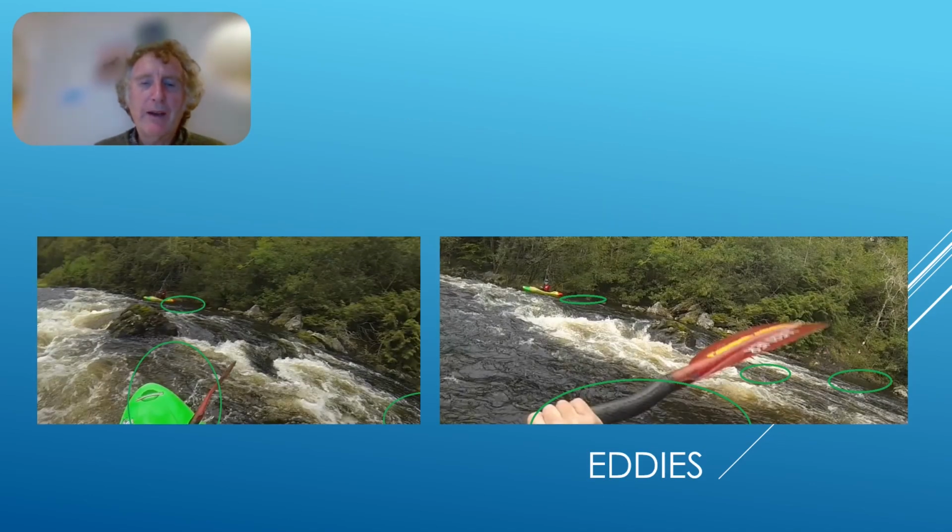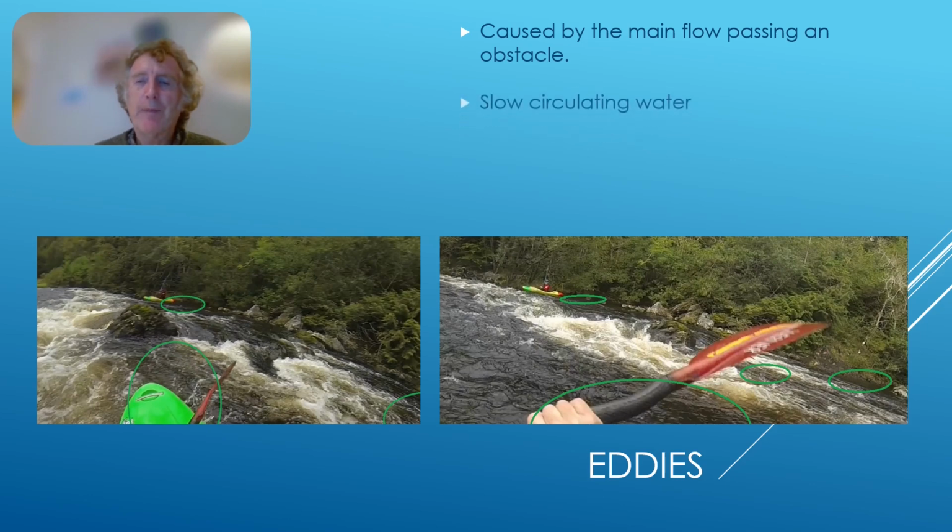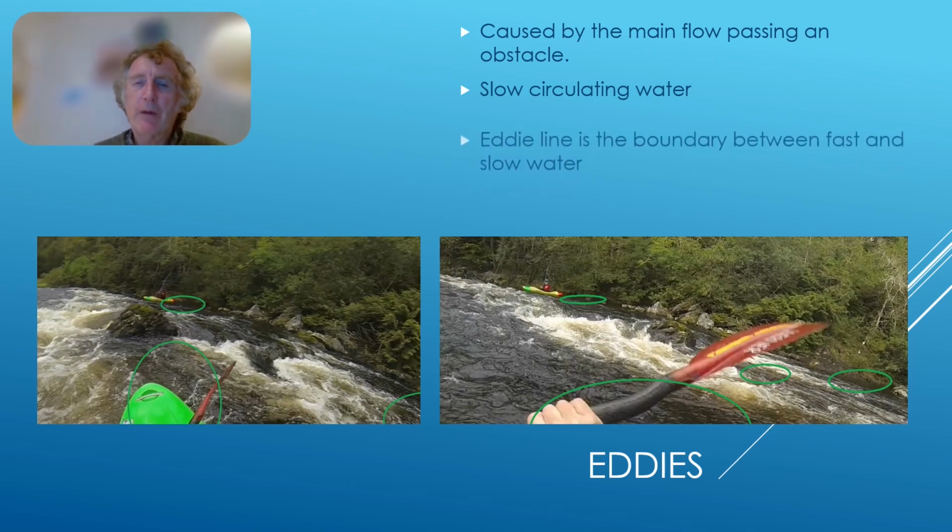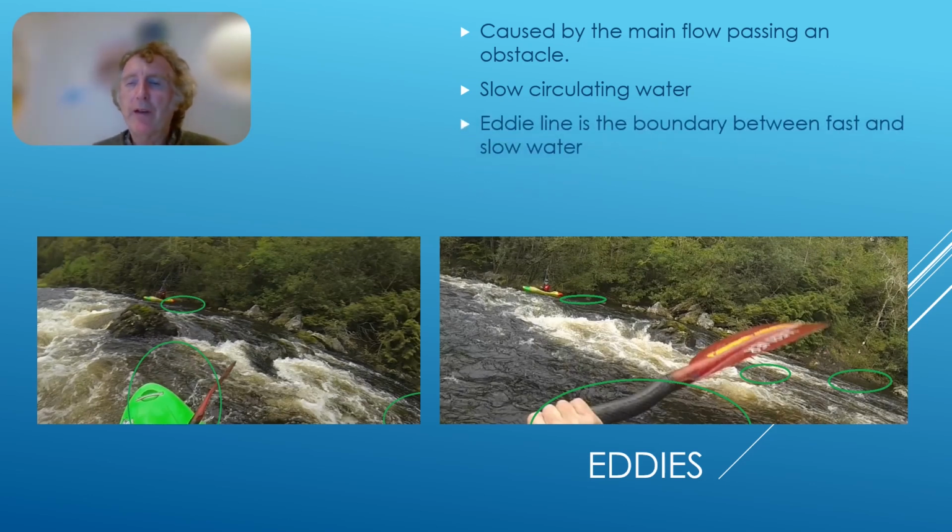So now we're talking about eddies. Some images here to show examples. They're caused by the main flow passing over an obstacle, causing turbulence, and resulting in different speeds of water flow, sometimes different directions. So it's slow circulating water. We'll see that in the pictures. And the eddy line is the boundary between the fast and the slow.